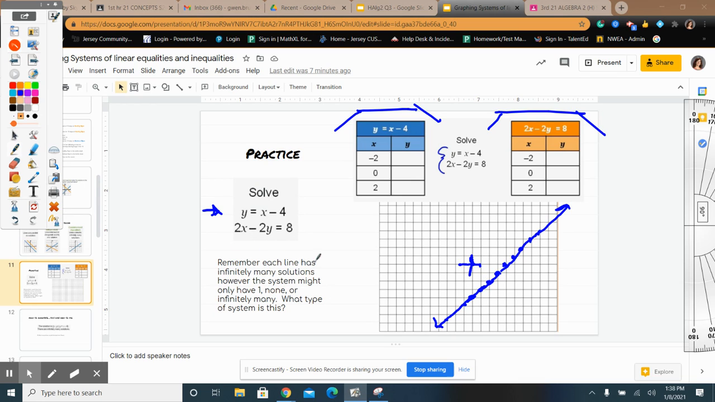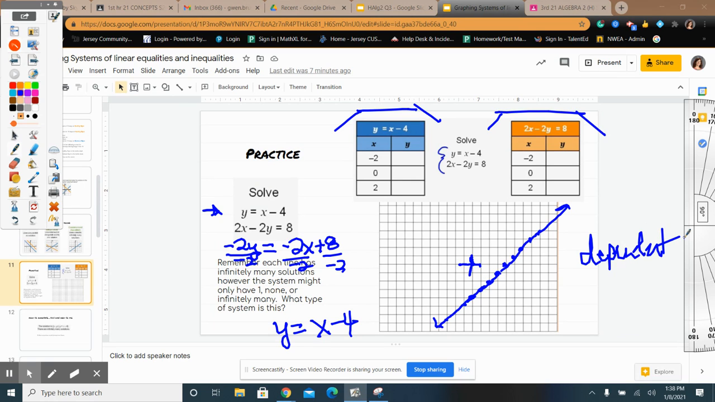Now, how about this guy? I got to get y by itself. So let's move the 2x. I get negative 2y, and I'll move it by subtraction: negative 2x plus 8, and divide all the friends by negative 2. And I get y equals x minus 4. Oh, wait, x minus 4, that's the line I just graphed, which would mean that these guys would be dependent graphs because it would be the same thing. They would be touching everywhere, so I can graph, but I can't write, apparently. And we are going to say there are infinitely many solutions.